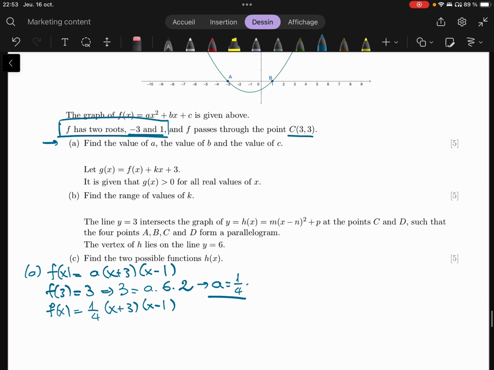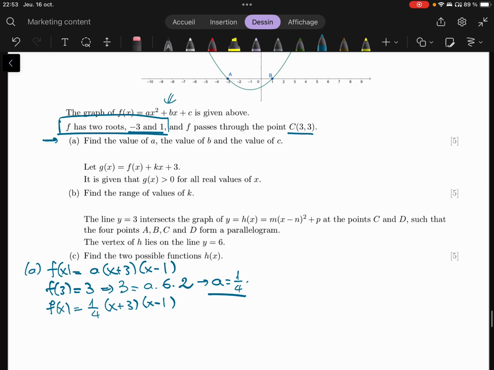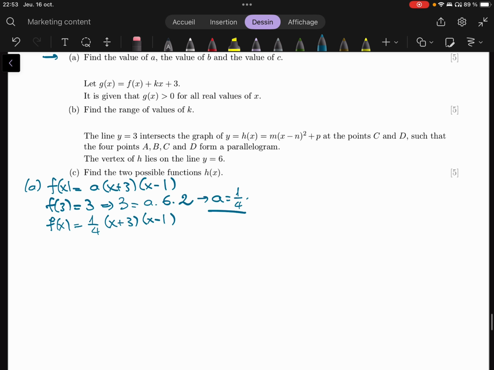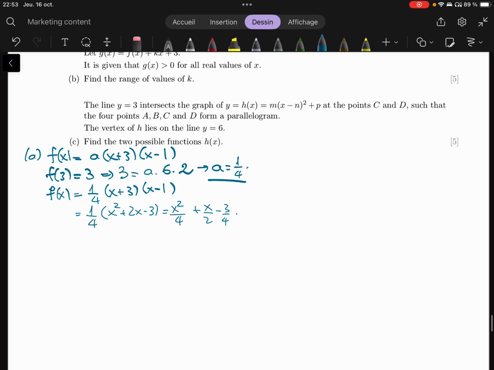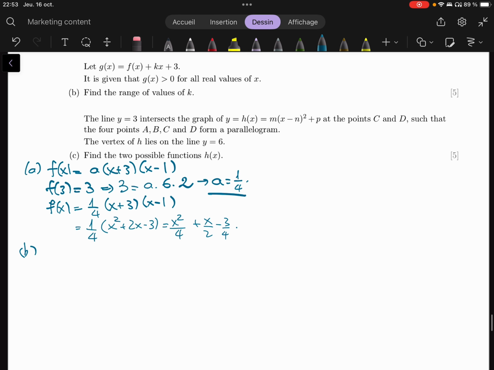This function f(x) is not in the form that you are asked to give. But all you have to do is expand and simplify your expression. And that gives you the final answer. Easy, 5 marks.